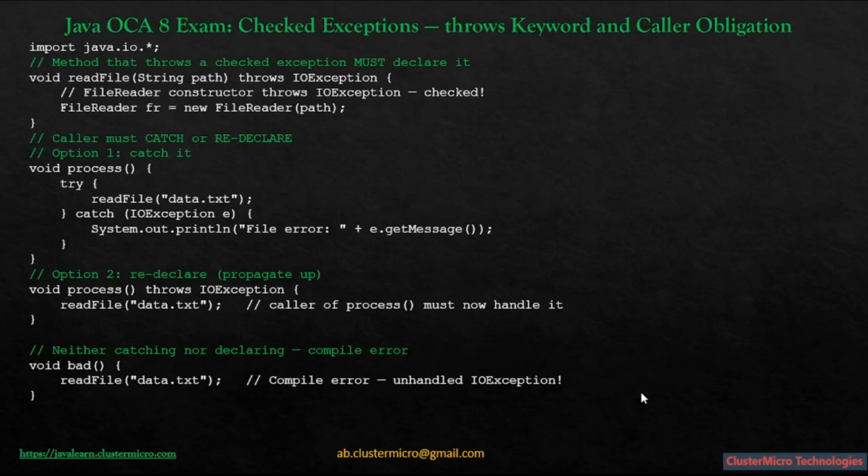This is the key idea. Checked exceptions cannot be ignored like runtime exceptions. The throws clause is simply a declaration. It tells others this method might throw this exception, so you must handle it. Okay, so let's come to the code.